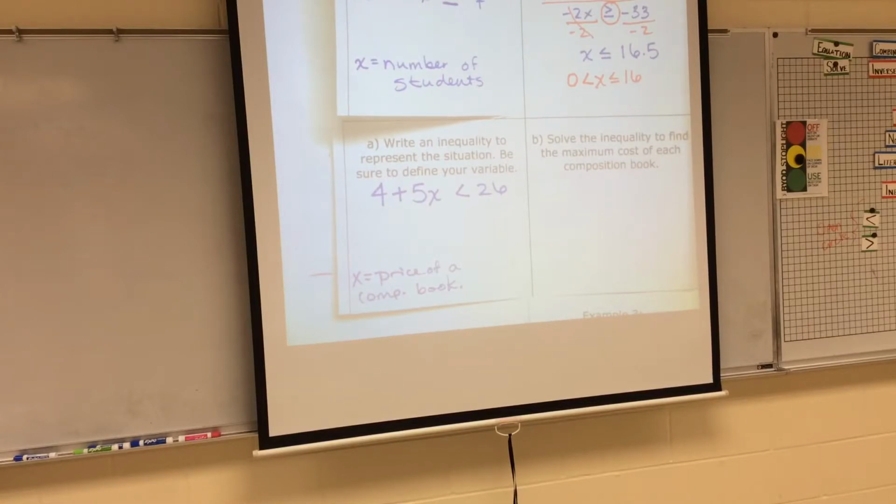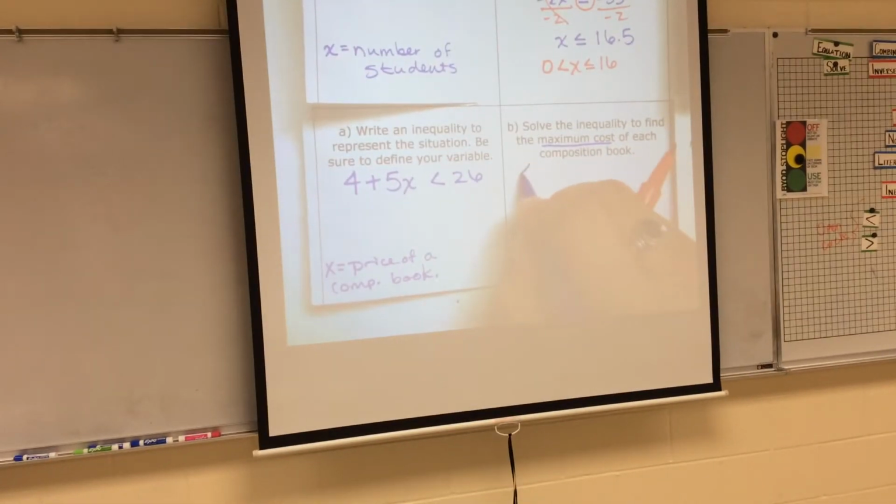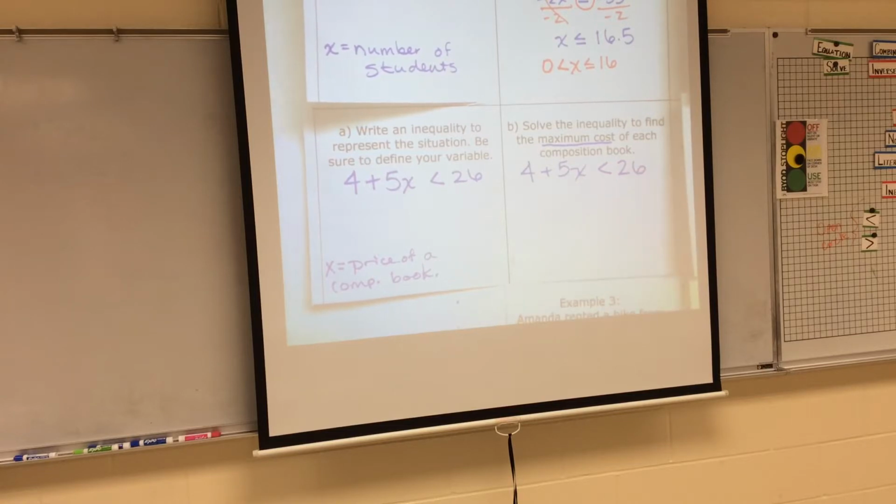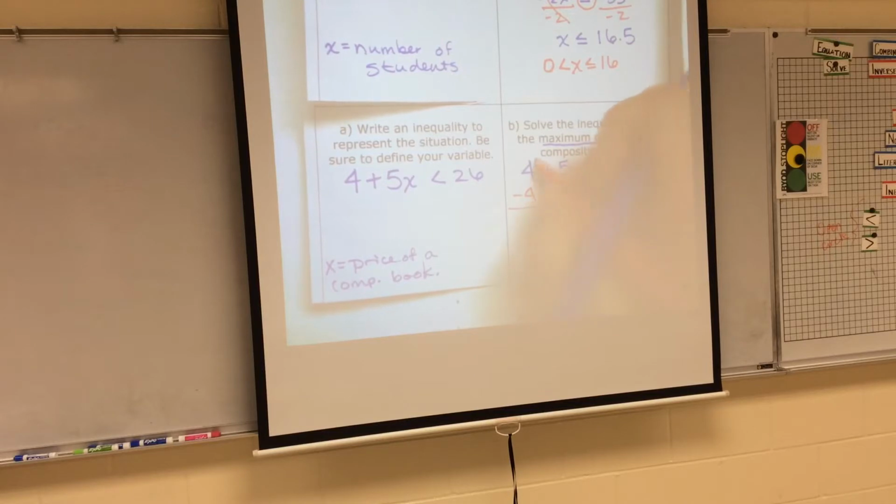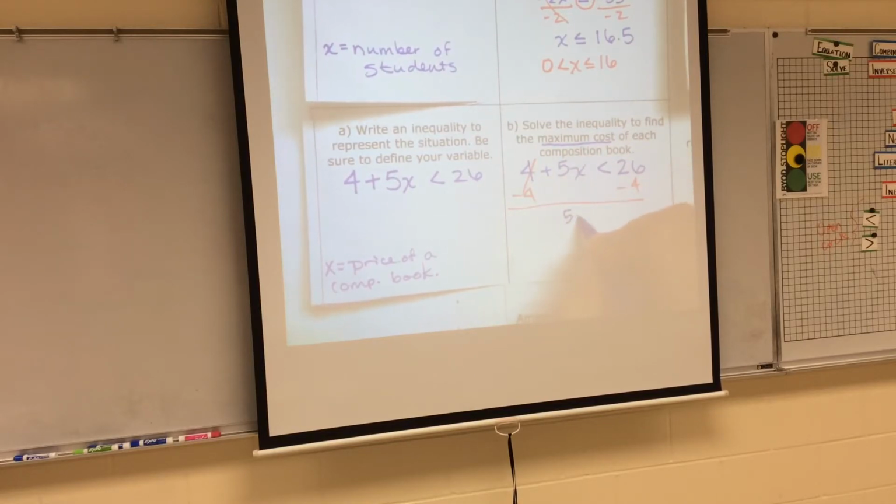So let's solve it. So to solve the inequality to find the maximum cost of each book, I have 4 plus 5x is less than 26. So what's my first step? If I want to isolate x, we want to subtract 4. Perfect. Now I've got 5x is less than 22, you say?